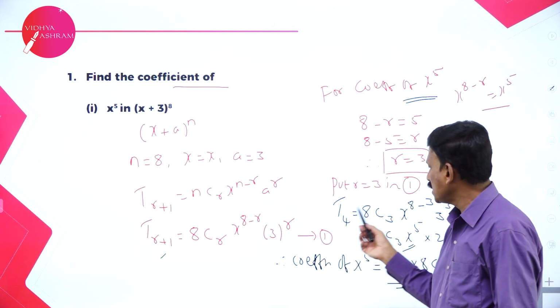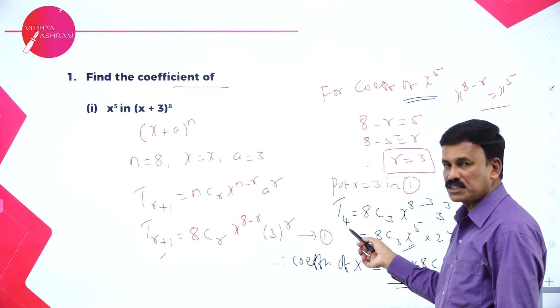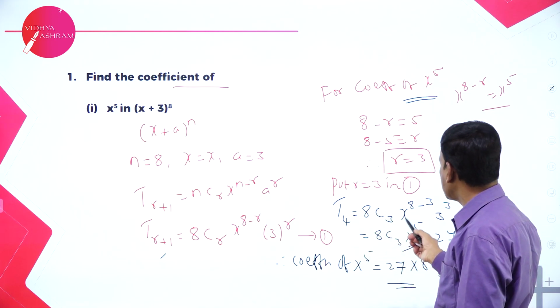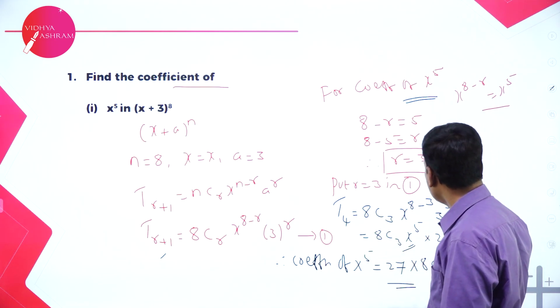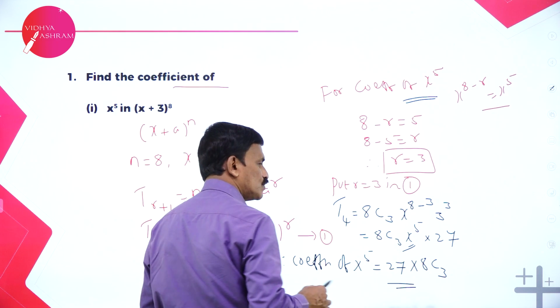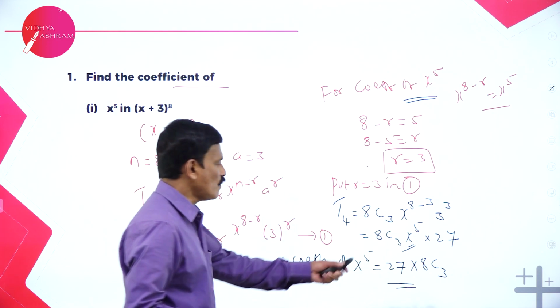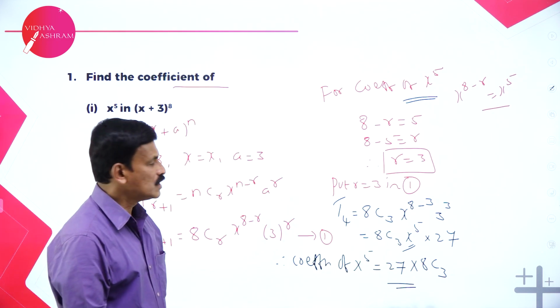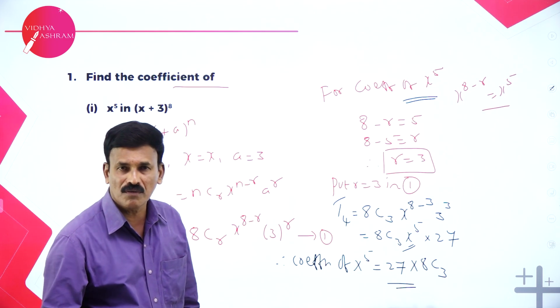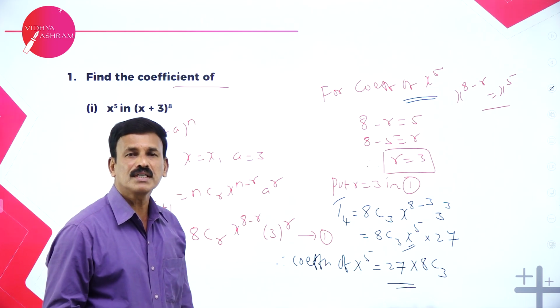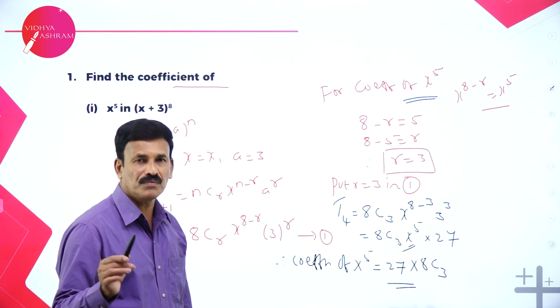Put r is equal to 3 in equation number 1. You get 3 plus 1, 4. T4 is equal to 8C3 x to the power of 8 minus 3, which is 5, and 3 cube: 3 3s are 9, 3 9s are 27. So, therefore, the coefficient of x to the power of 5 is 8C3 into 27. That's it. Very simple for 5 marks. Hope you followed. Move on to the similar type problem.